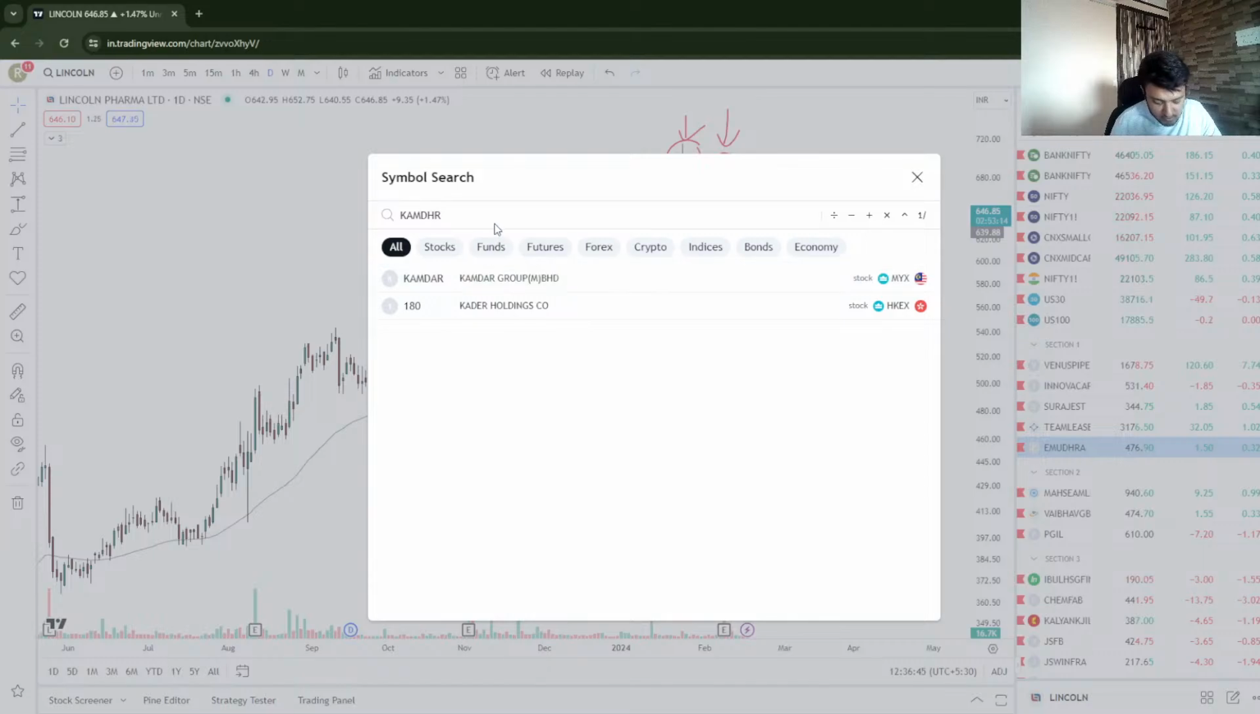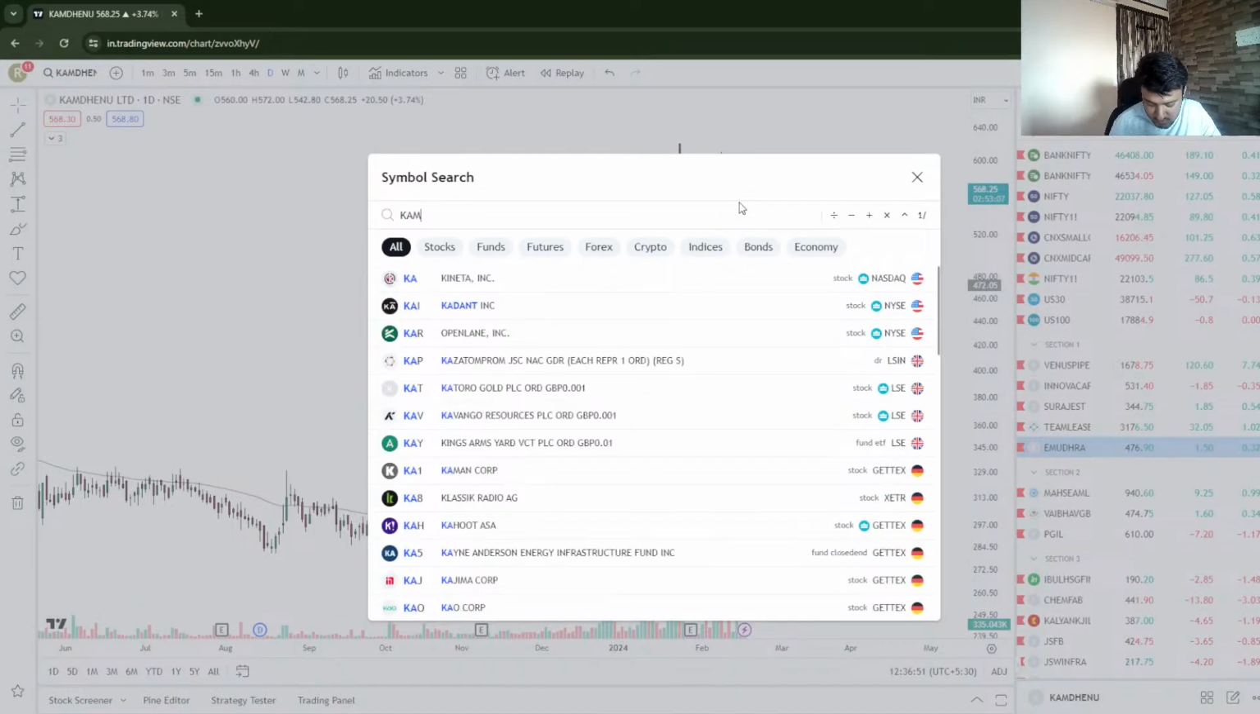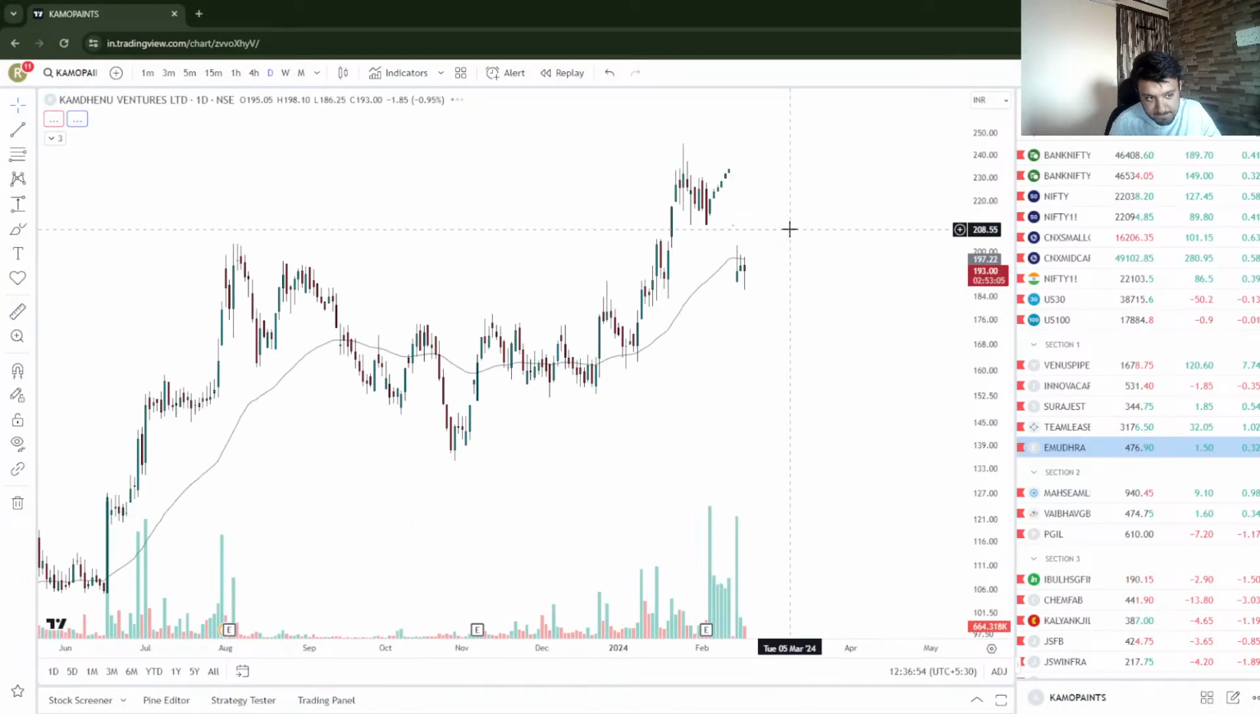Kamdhenu. All right. There are multiple Kamdhenus. Let's see. This is too far up. This is also nothing here. So nothing in Kamdhenu.